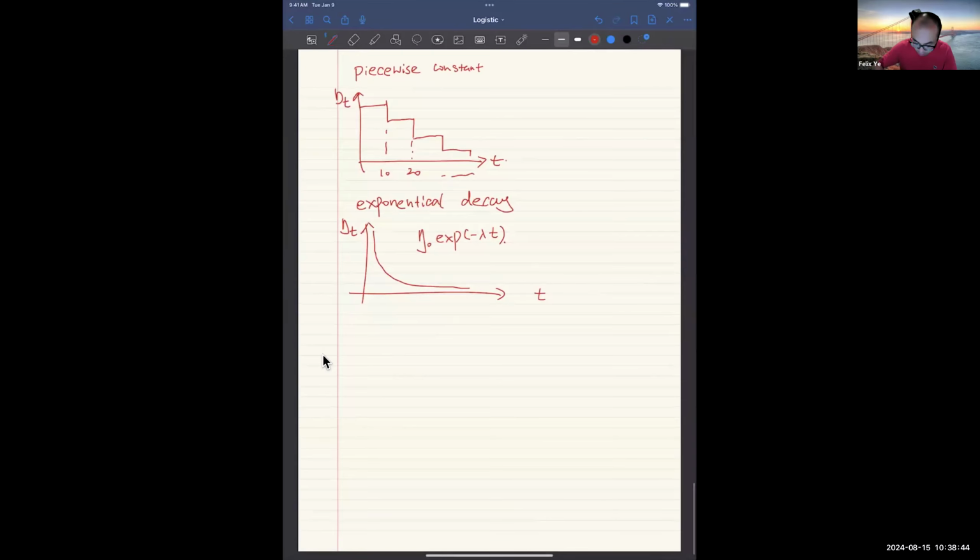Another one is polynomial decay, which is commonly used right here. So this is your eta t. This is your t. Polynomial decays slower than exponential. So this could be something like eta of t equals eta 0 times (beta t plus 1) to the power of minus alpha. So this is polynomial decay.